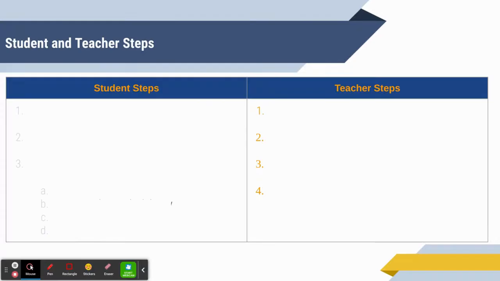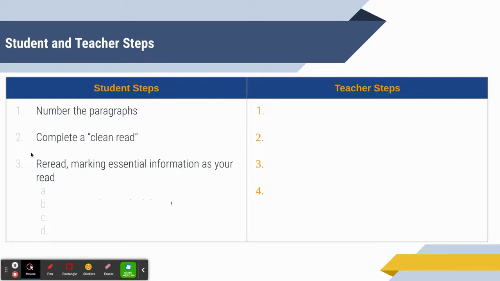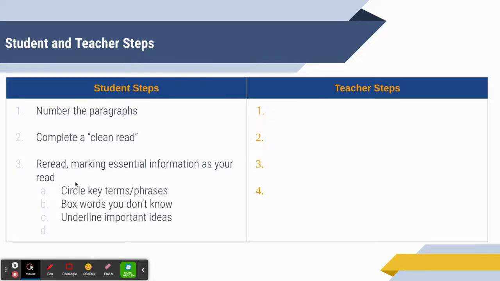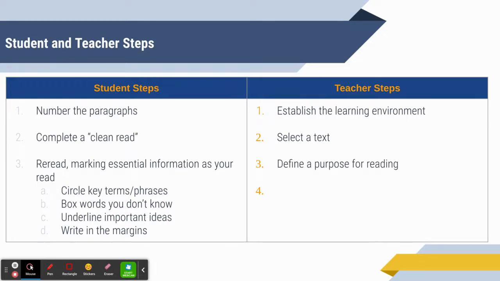So let's recap. The marking the text process has 3 main student steps. First, they number the paragraphs. Then they complete a clean read. And then they mark the text, circling key terms and phrases, boxing words that they don't know, underlining important ideas, and writing in the margins. To prepare students for success on these steps, teachers must establish the learning environment, select a meaningful text, define a purpose for reading, and guide students through marking the text.